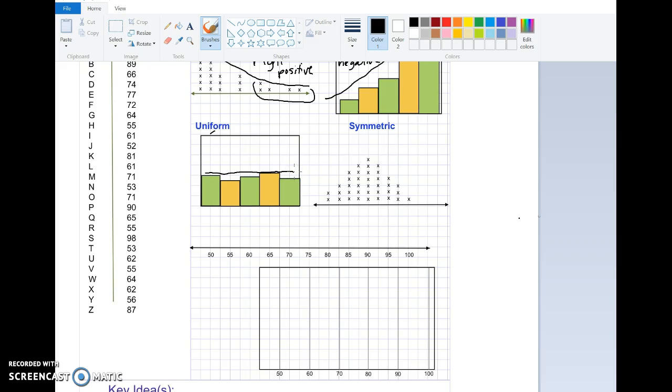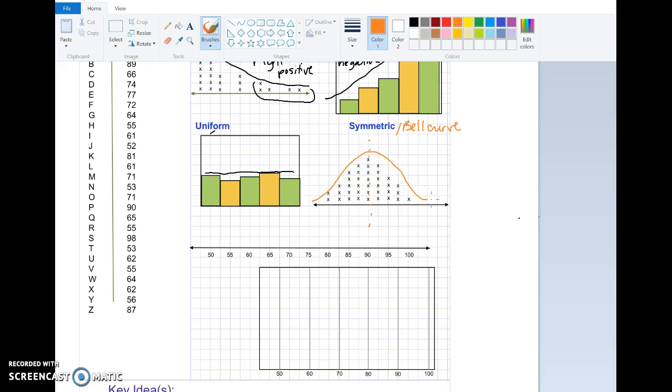And then the last one that we would use to describe a distribution or a graph would be symmetric. Symmetric means that if I could divide it down the middle, it would be pretty much the same on both sides. It might not be perfect, but it's going to be pretty symmetrical, and you can see that they're very close to being mirror images. You'll also hear people call this a bell curve, and that's because it makes the shape of a bell.